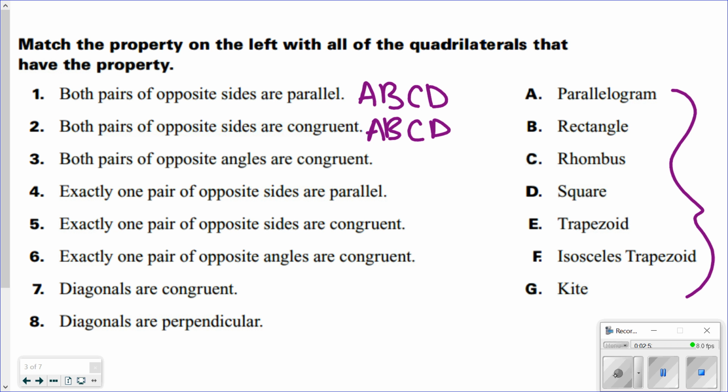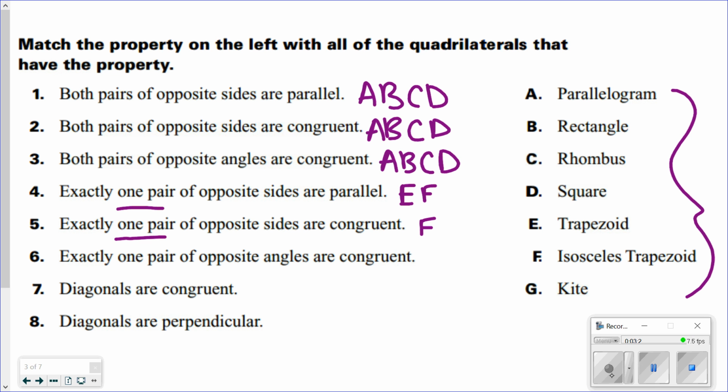Number three, both pairs of opposite angles that are congruent, which would also be a parallelogram, a rectangle, a rhombus, and a square. Number four, exactly one pair of opposite sides that are parallel. And that would be our trapezoid, so a normal trapezoid as well as an isosceles trapezoid. Number five, exactly one pair of opposite sides that are congruent. Our keyword is exactly one pair of opposite sides, so that would be an isosceles trapezoid.